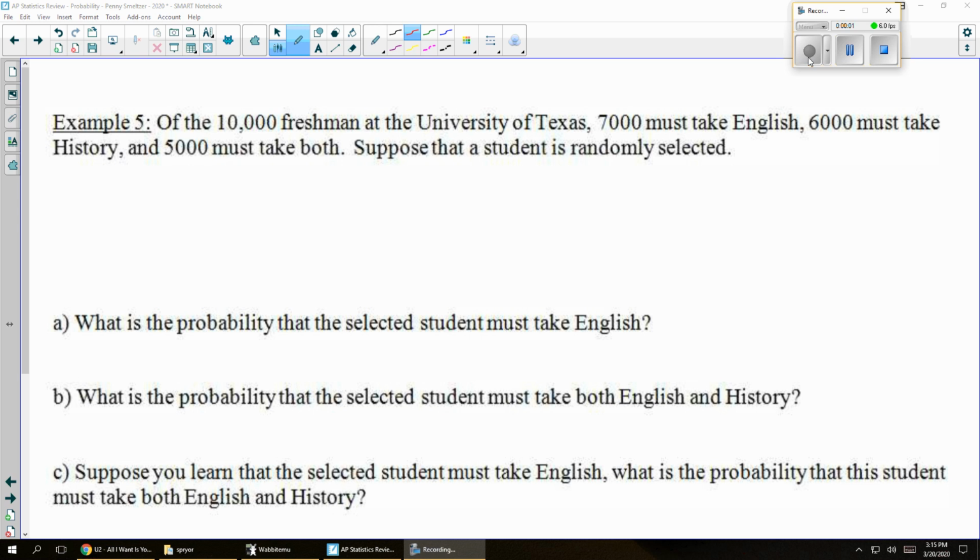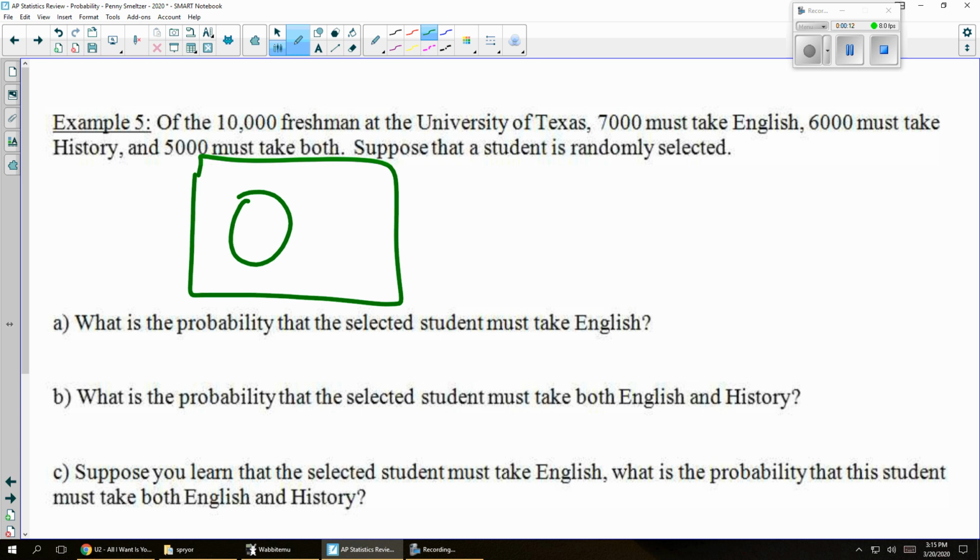Looking at number 5, I'm going to start out with a Venn diagram. Over here, I've got the students that have to take English. And over here in the red circle, I've got students that have to take history. And of course, there's a ton of students, 5,000 of them, who take both. So I end up with 2,000 over here and 1,000 over here.